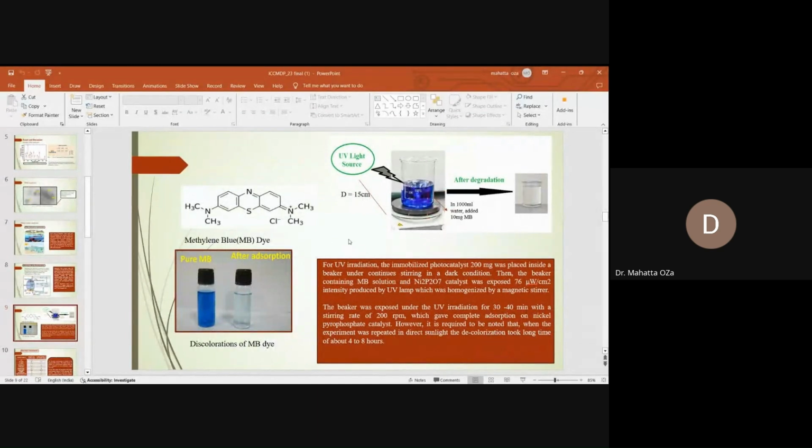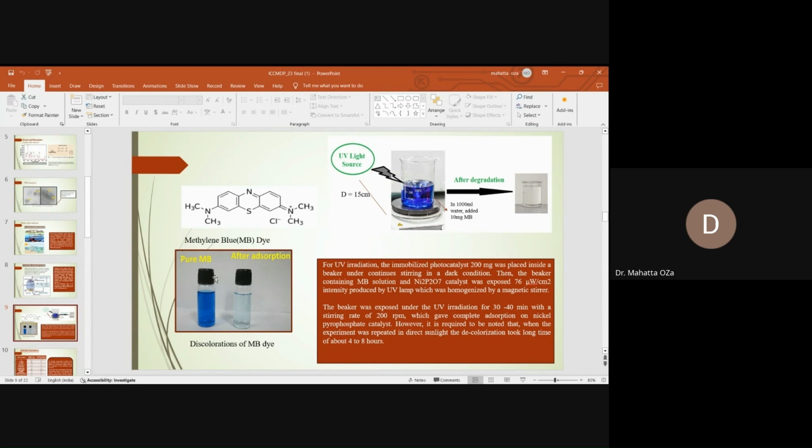Now for the dye degradation under UV irradiation, this is the methylene blue structure. For UV irradiation, 200 mg of the immobilized photocatalyst was placed inside the beaker under continuous stirring in dark condition, and after that we exposed this beaker to UV light. The distance between the UV light and the beaker was fixed at 15 centimeter, and after about 30 to 40 minutes the solution is 100% degraded, and we get this colorless solution.